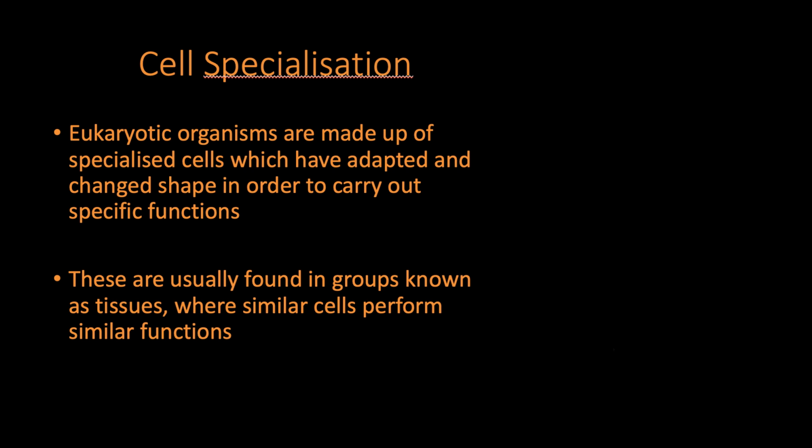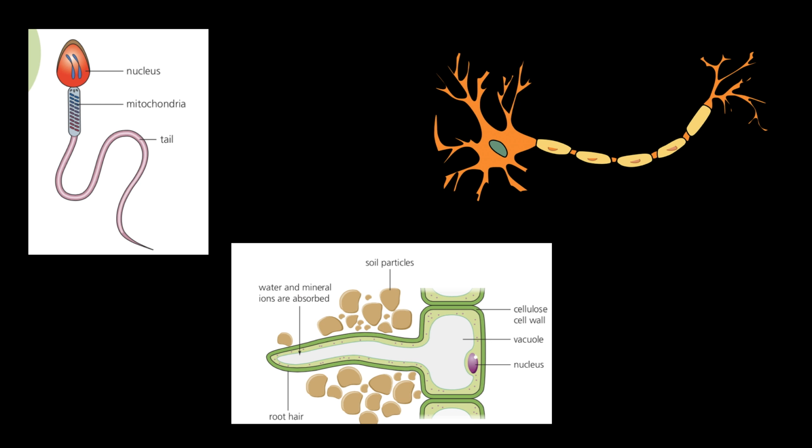Tissues are normally groups of specialized cells which all carry out the same function. And we're going to have a look at a few examples of specialized cells. So first we have the sperm cell, which is this one at the top left. The sperm cell clearly doesn't look like what the generic animal cell looks like.